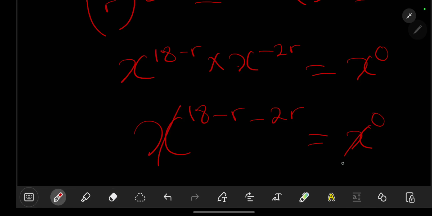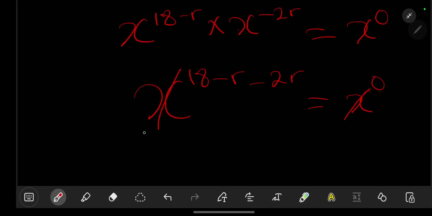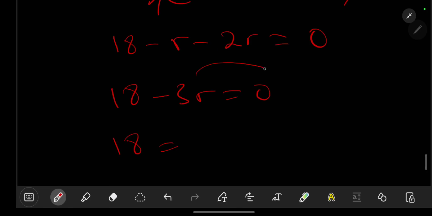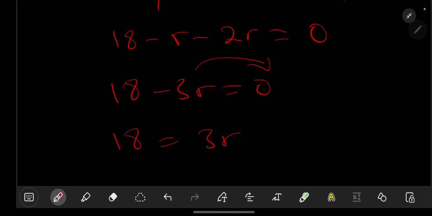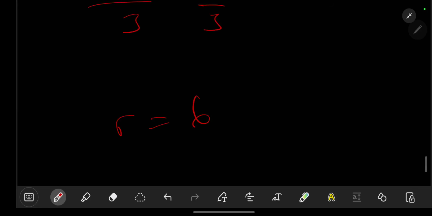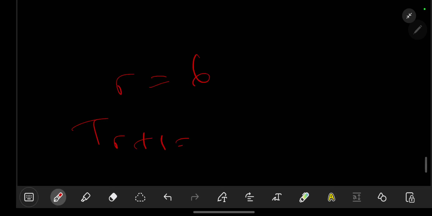So this and this one cancel. Then this is going to give us 18 minus r minus 2r should be equal to 0. So we have 18, negative r minus r, it will be negative 3r, equal to 0. So 18 will be equal to, we take this side, 3r. We divide, our r value should be equal to 6, like that. So that means t(r plus 1) is equal to t(6 plus 1), which will be equal to the 7th term, which makes sense.